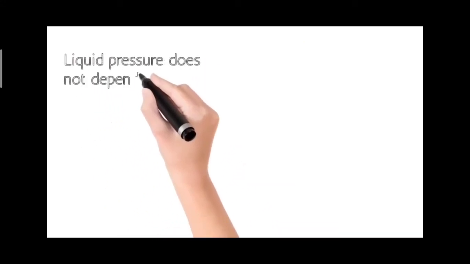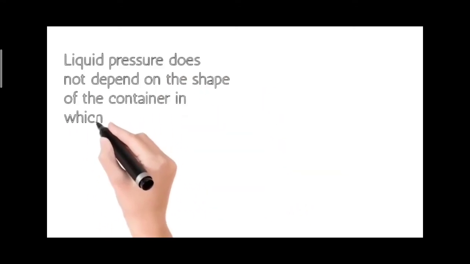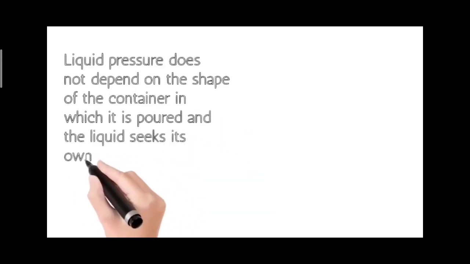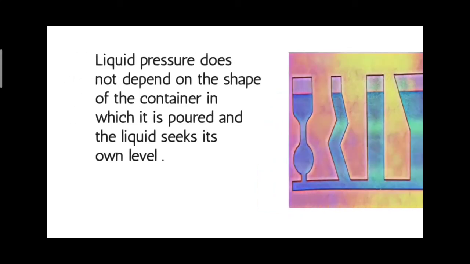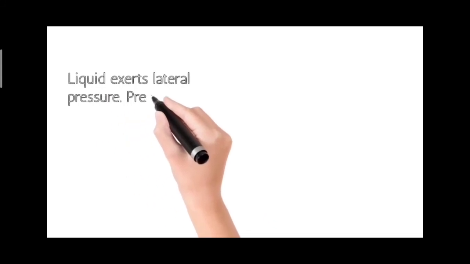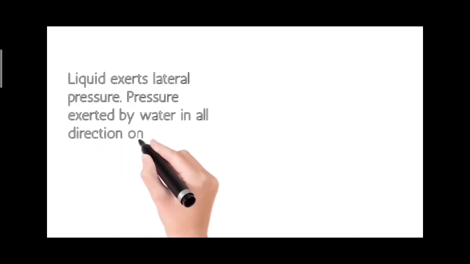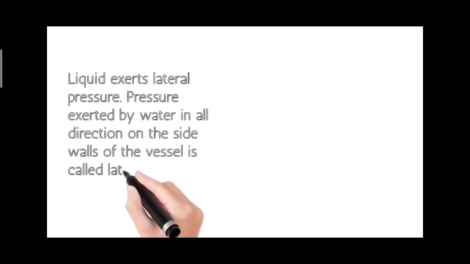Liquid pressure does not depend on the shape of the container in which it is poured, and the liquid seeks its own level. Liquid exerts lateral pressure. Pressure exerted by water in all directions on the side walls of the vessel is called lateral pressure.